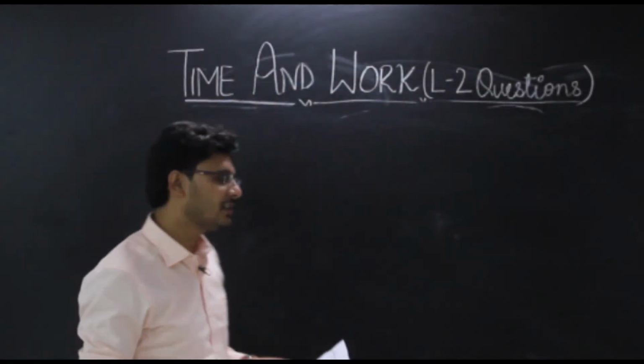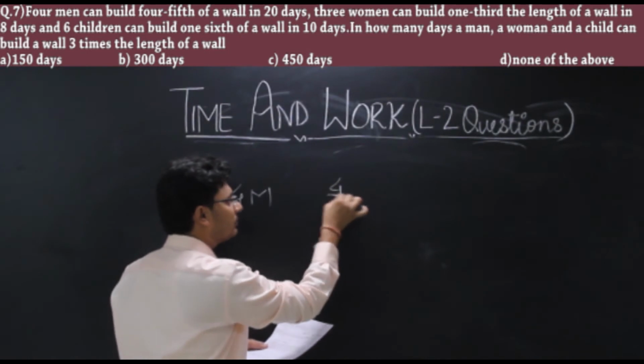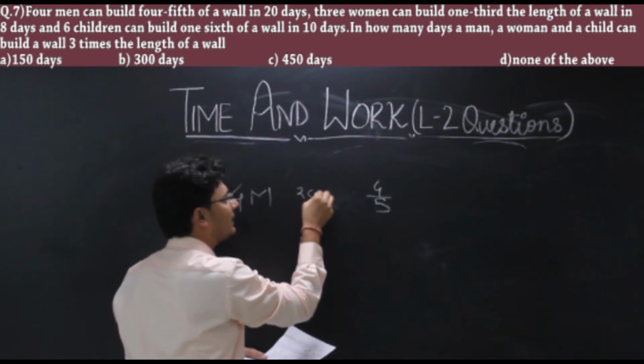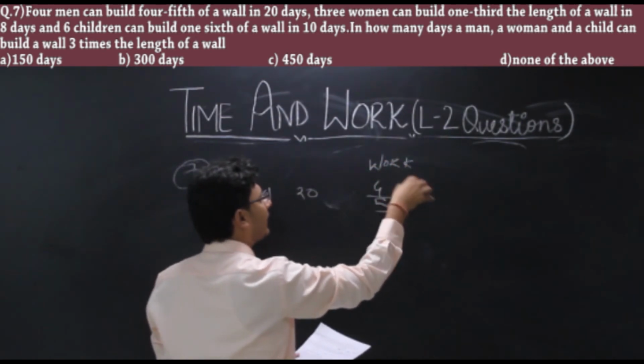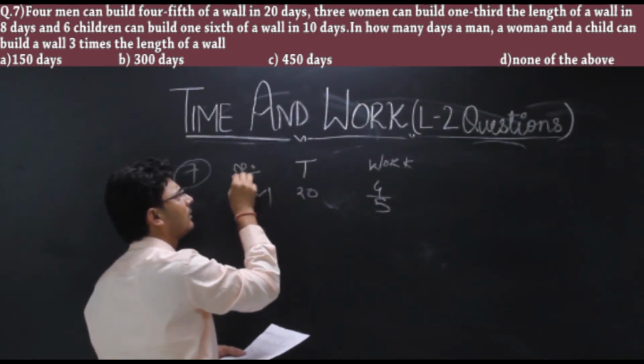Let's solve question number 7. Question number 7 says like this. There are 4 men who can complete 4/5 of the wall in 20 days. This 4/5 is work done, and this is the time, and this is the number of days.